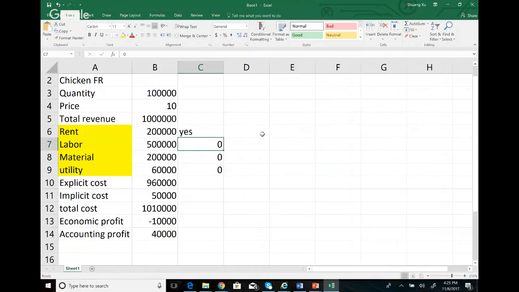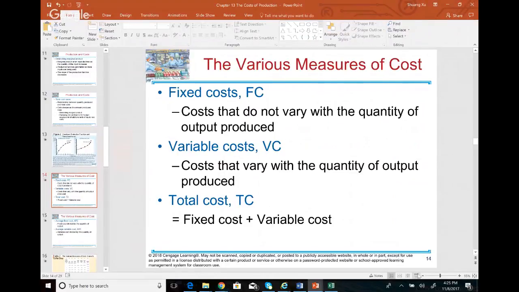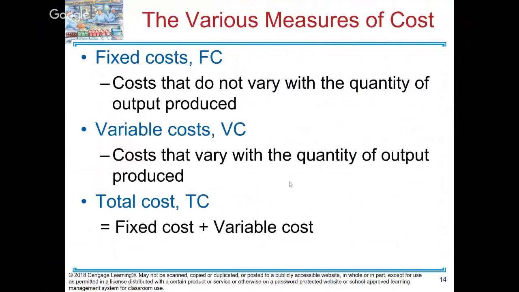So rent here is called fixed cost, and everything else is called variable cost. Variable cost will vary depending on how much you produce. Fixed cost doesn't change at all. It doesn't matter how much you produce, you pay the same fixed cost. So rent is a fixed cost. If you have salaried employees who are paid a fixed amount monthly, that's a fixed cost too. And then your hourly employees, your materials, your utility, those are variable costs.